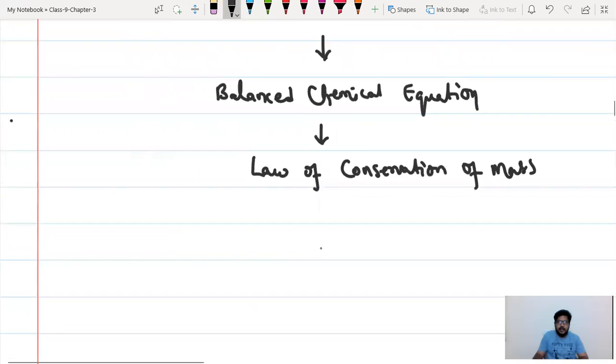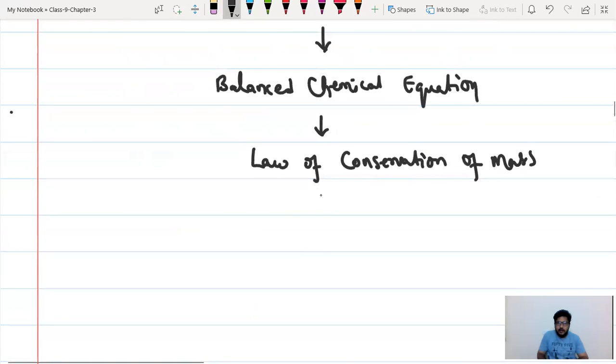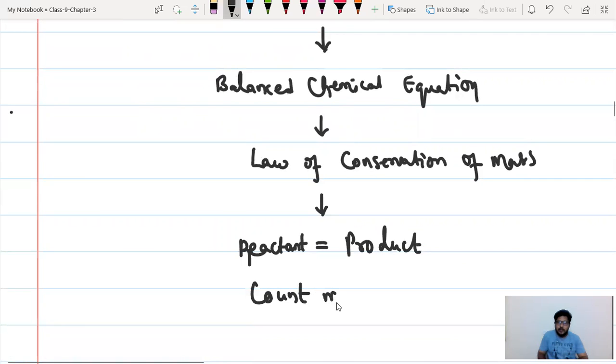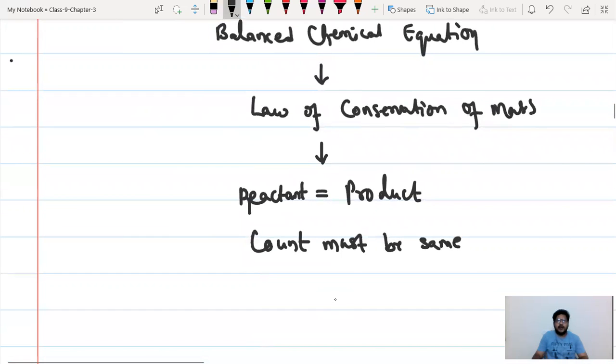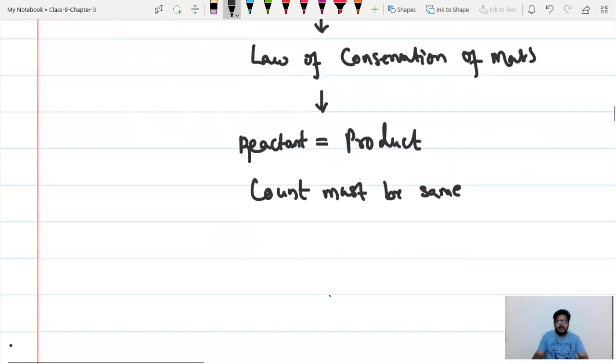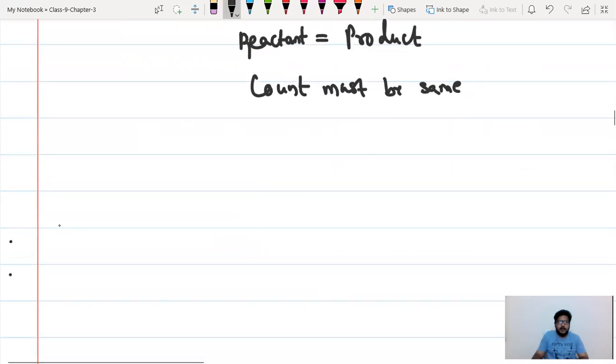What is meant by the law of conservation of mass? On the reactant side and the product side, the number of atoms should be the same. The count of reactant side atoms and product side atoms must be the same. Now, we need to learn how to count the number of atoms. That is the main trick to balance the chemical equation. Let us jump into the topic now.